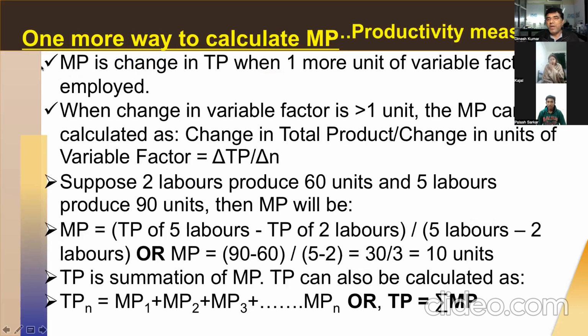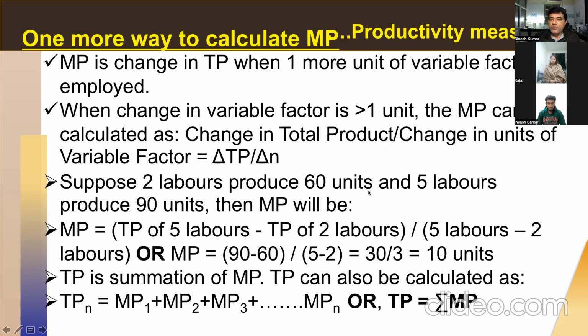Now, one more way to calculate MP. There are different ways. I'm not making it complicated, but giving you one more perception of this thing. So suppose MP is the change in TP when one more unit of variable factor is employed. When change in variable factor is more than 1 unit, the MP can be calculated as change in total product divided by change in units of variable factor. That means delta TP upon delta N.